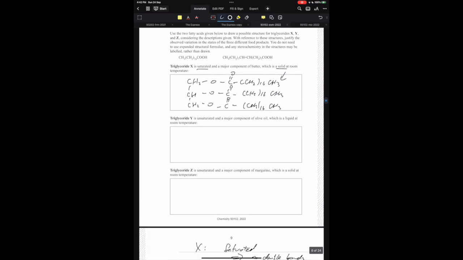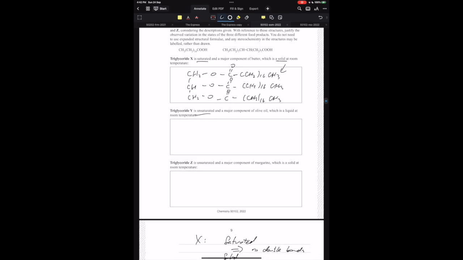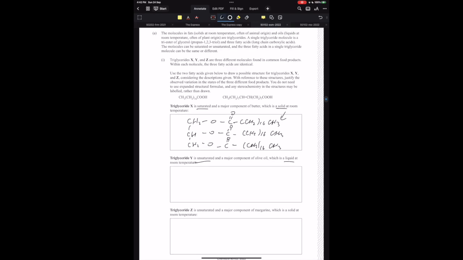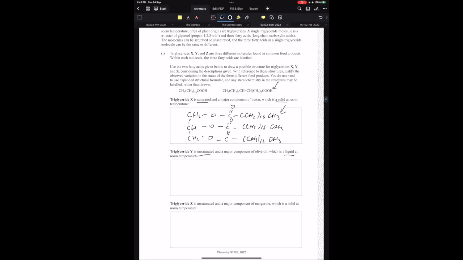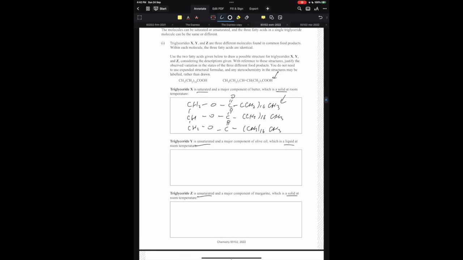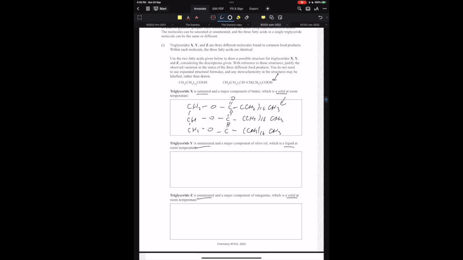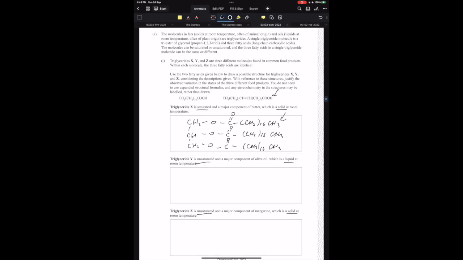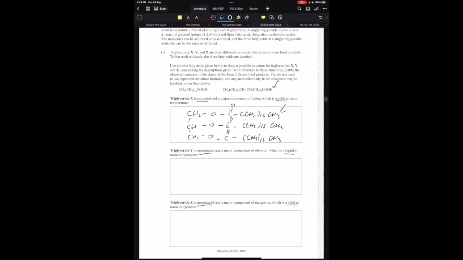Now we move on to triglyceride Y. This is unsaturated and it's a liquid. So obviously the unsaturated one has to be this. And if you look at triglyceride Z, it's also unsaturated, but instead of being a liquid, it's a solid. So the only differentiating factor between triglyceride Y and Z is the fact that one's a solid and one's a liquid. And we know we have to use this fatty acid with the double bonds in it because they say that all the fatty acids used in the triglycerides are identical. So what's the difference between one form of this fatty acid and another form of the same fatty acid?